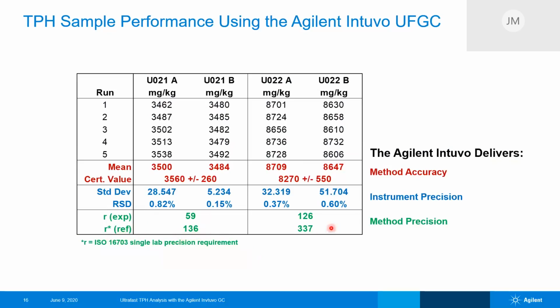For the soil sample, the difference between 2 identical analyses of the same sample should be less than 337 milligrams per kilogram, and we're measuring 126. So not only are we getting good instrument precision, but the method precision is also extremely high.